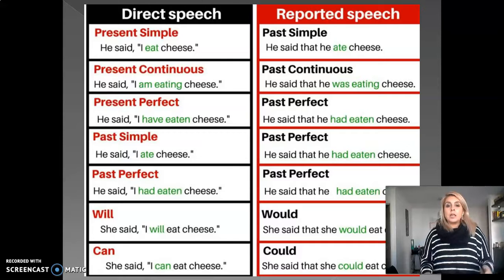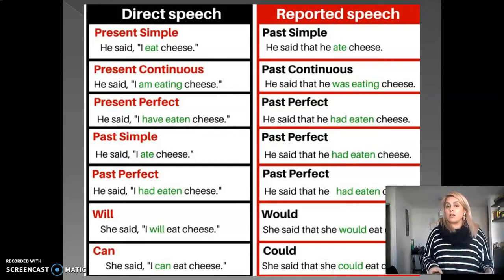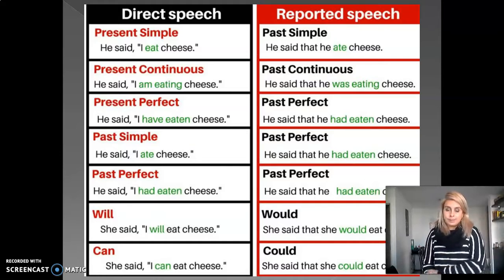As the past perfect is the farthest in the past that we can use, there is no change if my direct sentence is using the past perfect. In the verb, we are going to maintain the past perfect. We are just going to change the subject or the time expression. In indirect speech, will is going to change to would, and can is going to change to could.